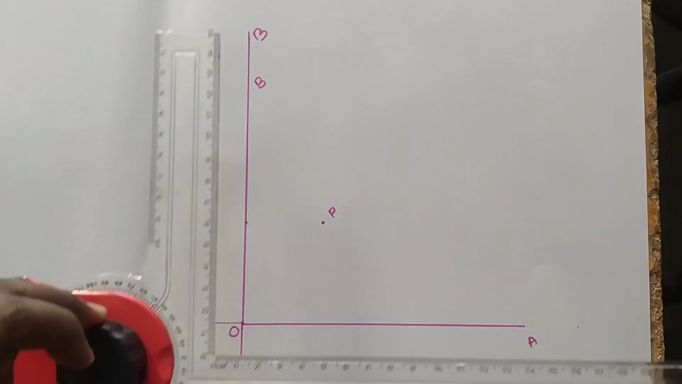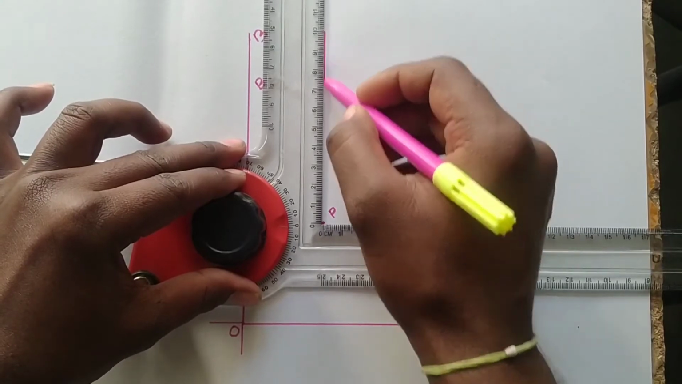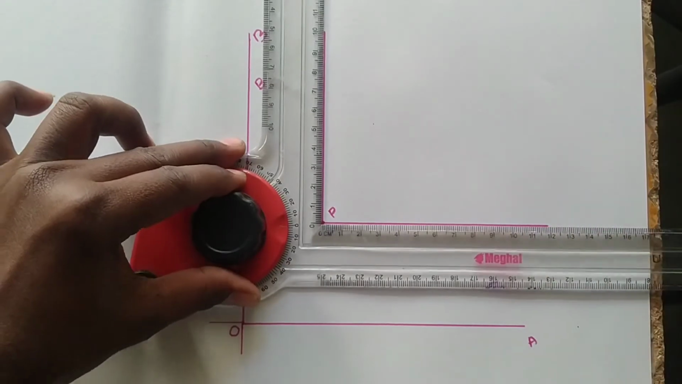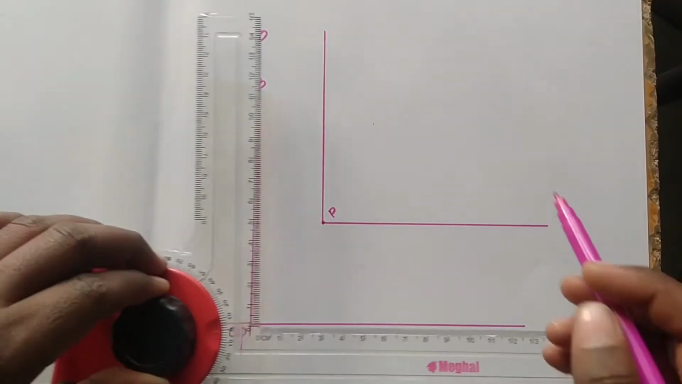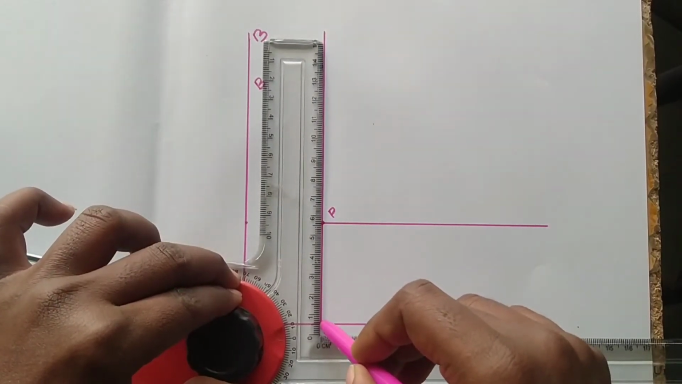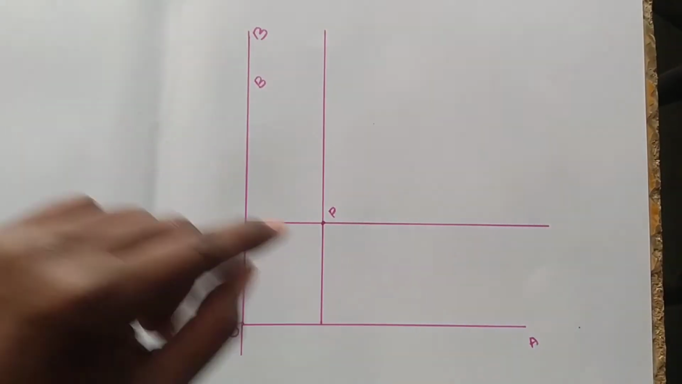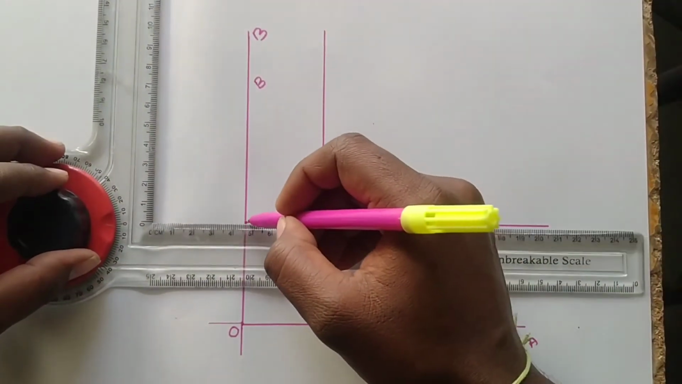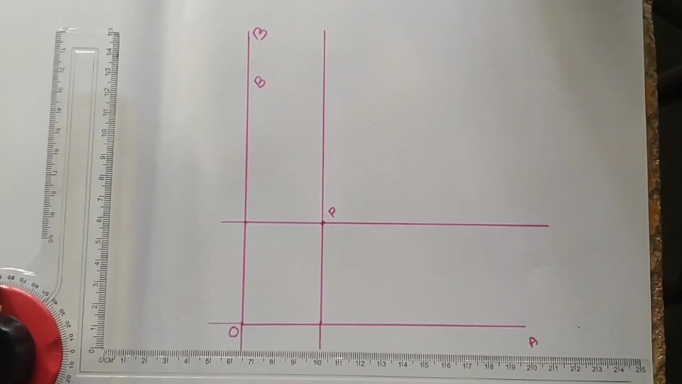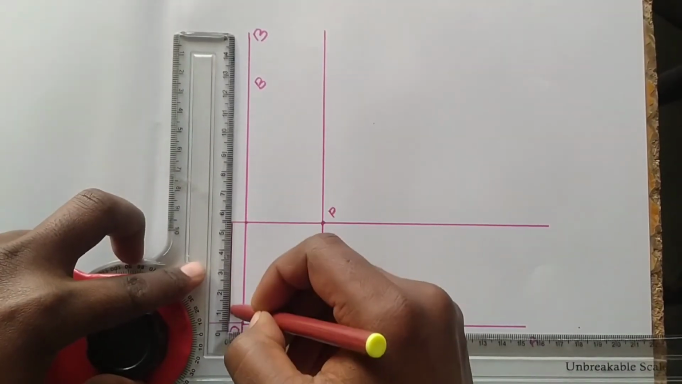Next, from point P draw a line parallel to OB and a line parallel to OA. Extend the line until it touches the OA line, and extend the other line until it touches the OB line. This is your point P, which lies 50 mm above OA and 40 mm from OB.